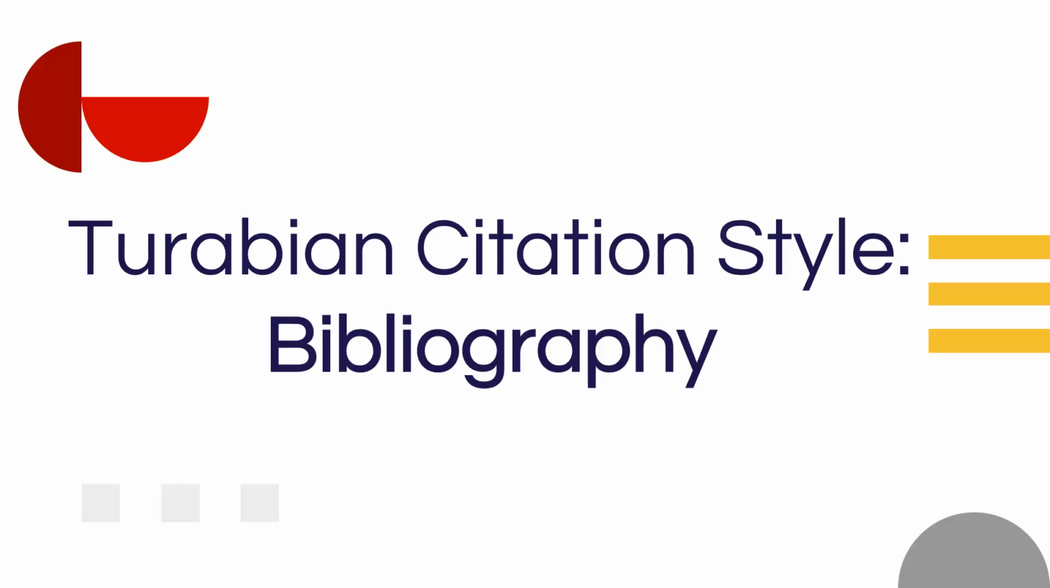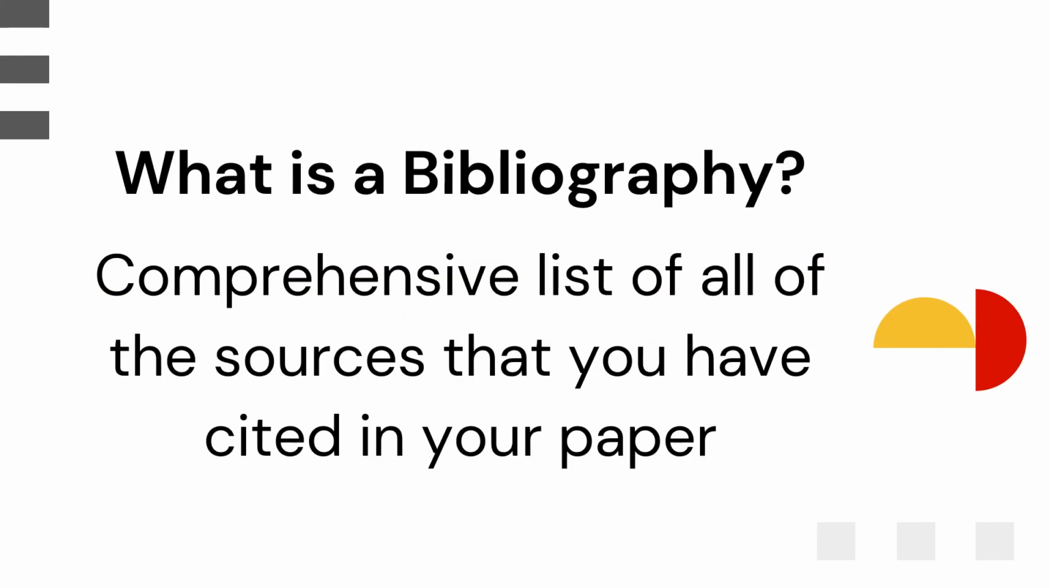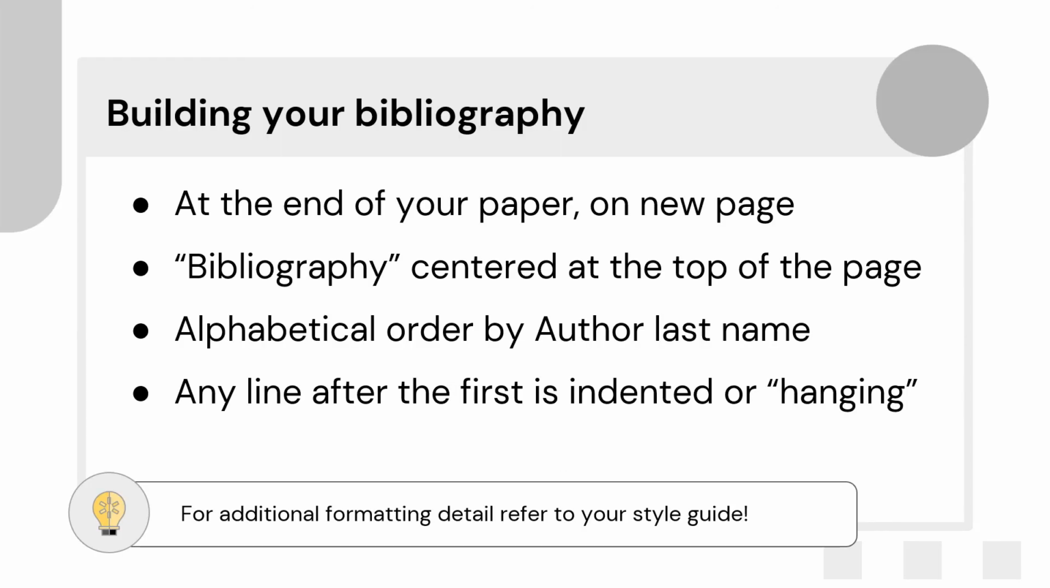The second citation you'll need to include when you use Turabian Style is the bibliography. A bibliography is a comprehensive list of all the sources that you have cited in your paper. Bibliographic citations are formatted and listed a little differently than your footnotes. The bibliography is located at the end of your paper and starts on a new page. At the top of the page, type the word bibliography, center it, and enter 2 lines below it. Starting there, you will add all of your sources in alphabetical order by author's last name. If the bibliographic citation continues onto the second line, it should be indented or hanging.